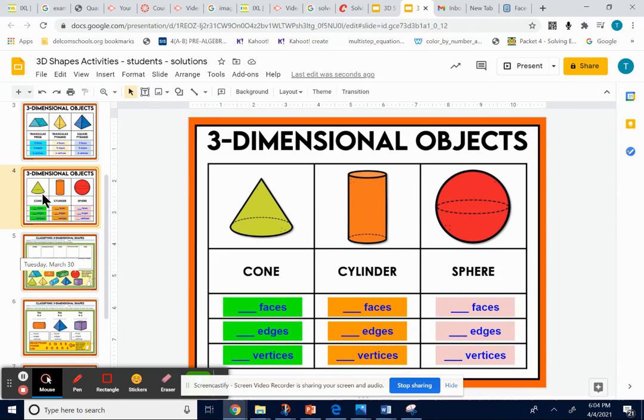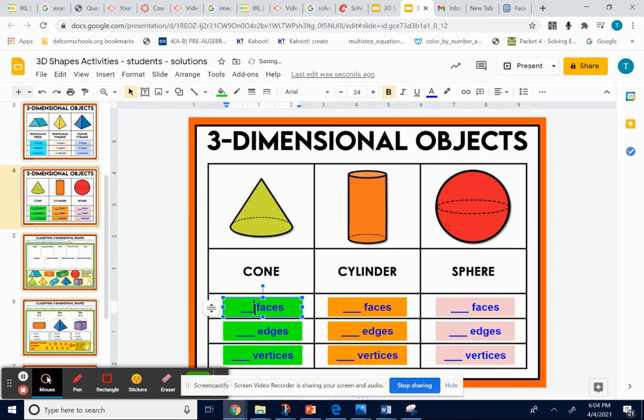Okay, a cone. Number of faces. Now faces have to be flat. So there's only one face in a cone. That's going to be that circular face right there. So just one face. Now an edge is where 2 faces meet. Well, you don't even have 2 faces in a cone. So we're going to say there's no edges on a cone.